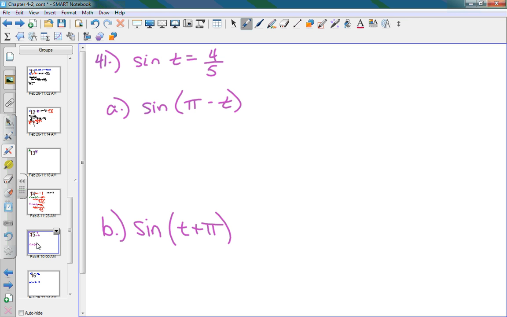41. Same exact concept, except this time they tell me that the sine of t is 4/5. Sine of t is 4/5.